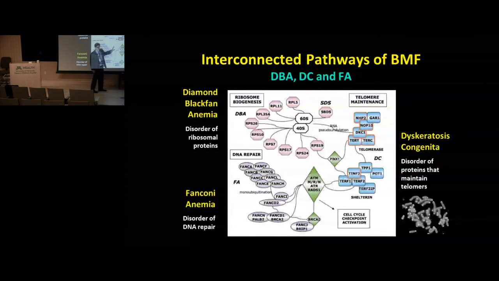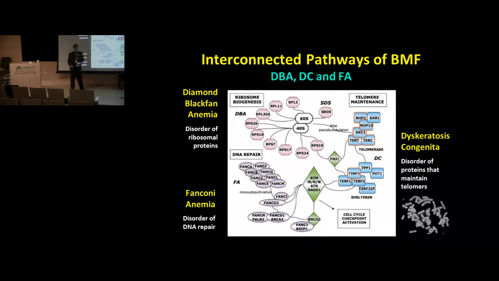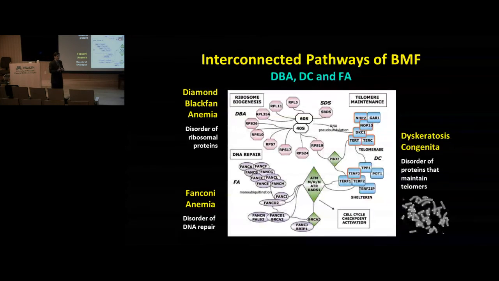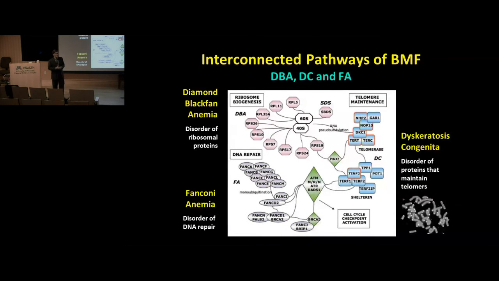And this gives you an idea of how we can test these molecularly these days and make the diagnosis in the majority of patients. But each of these pathways are actually interdigitated with one another, such that it's not a surprise, I guess, that they have very common manifestations that overlap.